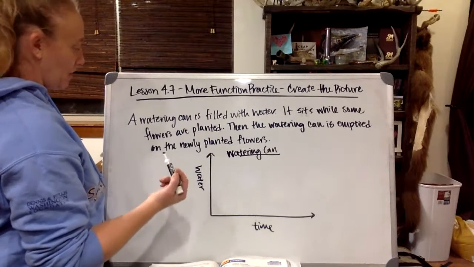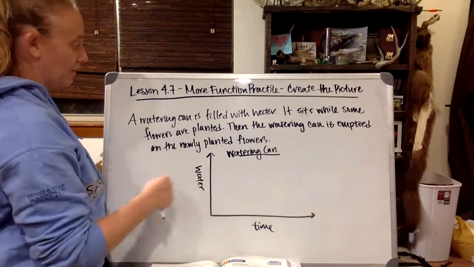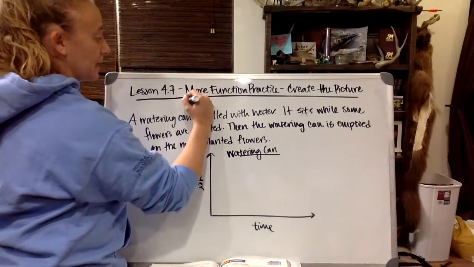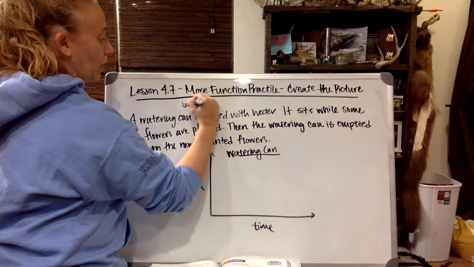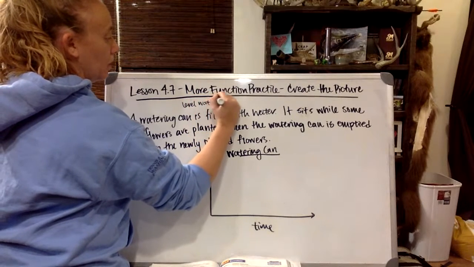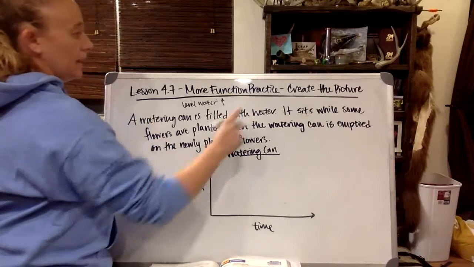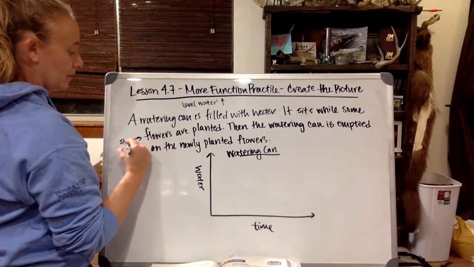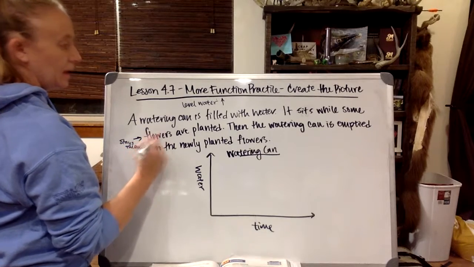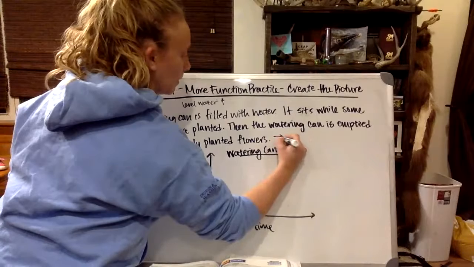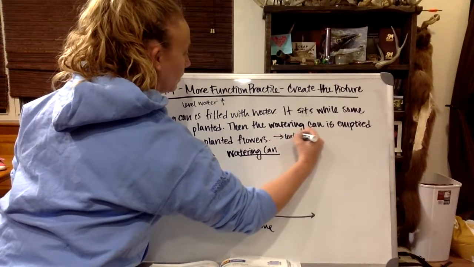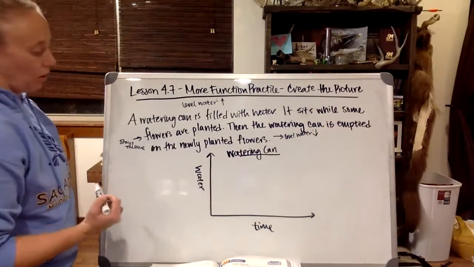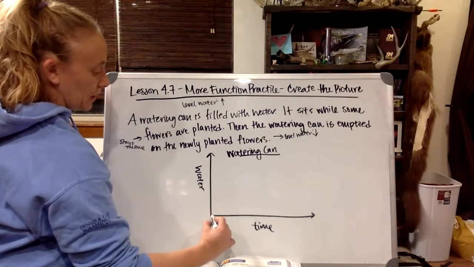And now I have to talk about how it's going to be graphed. Let's look for key ideas. A watering can is filled with water, so I'm seeing the level of water increases. It sits a while, so then it stays the same. And then it gets dumped out on the flowers, so then the level of water decreases. So to draw this, we're probably starting with an empty watering can.